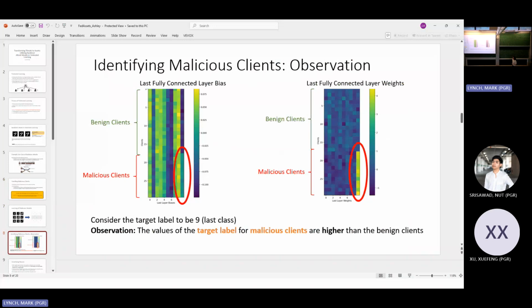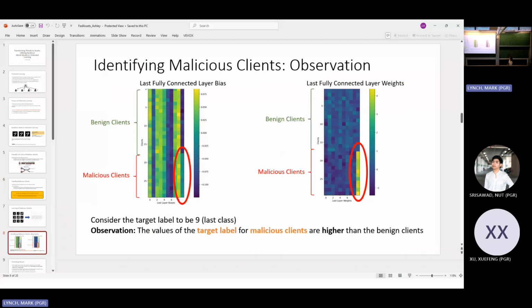Because the server looks at the model parameters of these models, I first took a look at some observations from the layers and parameters of these neural networks. What I realized is that if I look at the last fully connected layer, which produces the predictions for each of the classes, and sort by benign clients, the good clients, and then malicious clients, the bad clients, then if their target label is, say, 9, which is the last class, you can see that the value of the last class for the malicious clients is much higher than for the benign clients.